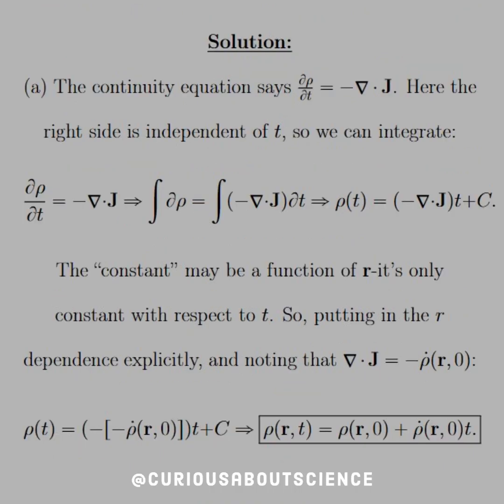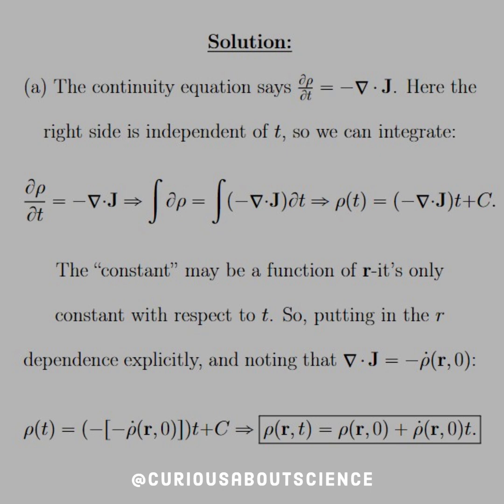All right, so for part A, the continuity equation states that the change of rho with respect to t is equal to negative divergence of J. Here the right side is independent of t, so we can integrate. Setting this up by separation of variables, we get d rho on one side and dt on the other, and we're able to integrate this to get rho of t equals negative divergence of J times t plus C. This constant may be a function of r. It's only a constant with respect to t, since that's what we integrated over.